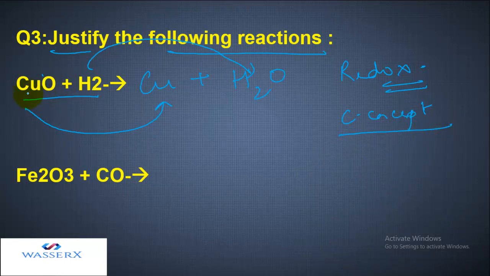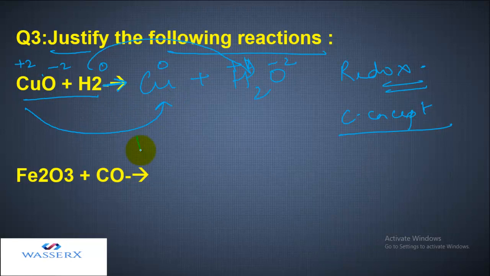Let's write the oxidation number. In this case, for Cu it is +2 and for oxygen it is -2. Here we have H2. This is not negative, this is the dash for the sign of the arrow. For it, it is 0. For copper, it is 0. For water, it is +1 and this is -2. So as you can see, its oxidation number is decreasing, +2 to 0.